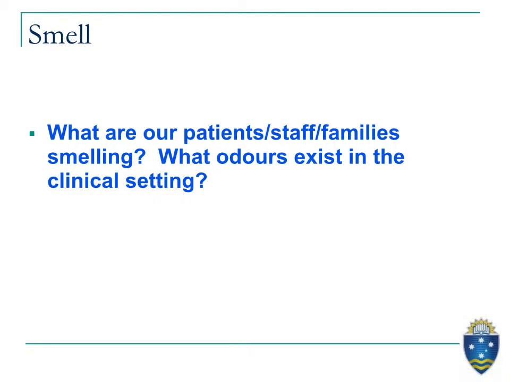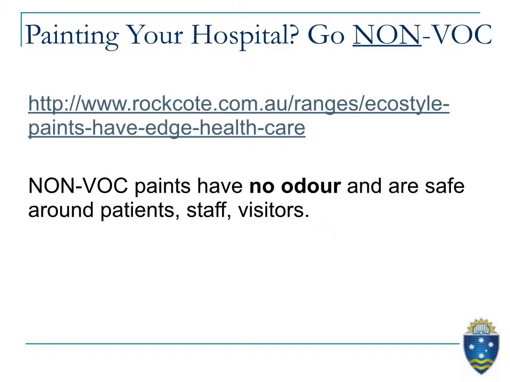Next, we go to smell. So what's everybody in your hospital, including your staff and your family, smelling? What sort of odors do you have? And do they need to be there? Can you get rid of them? One of the big things you need to consider is, for example, when you're doing facilities and maintenance work, what sort of paint are you using in your hospital?